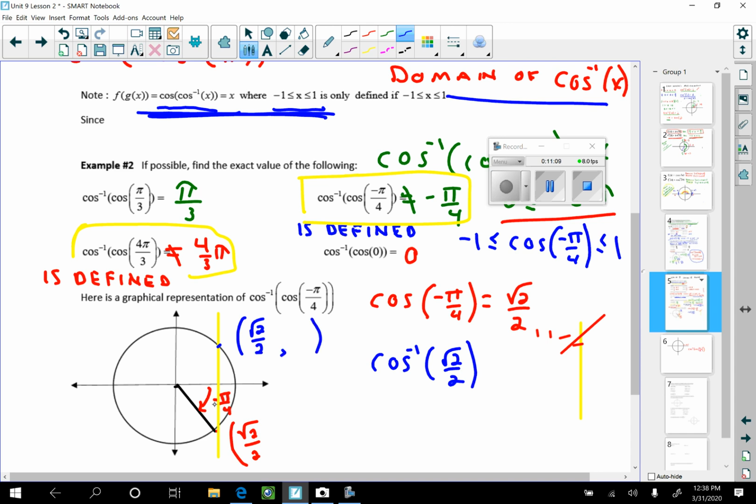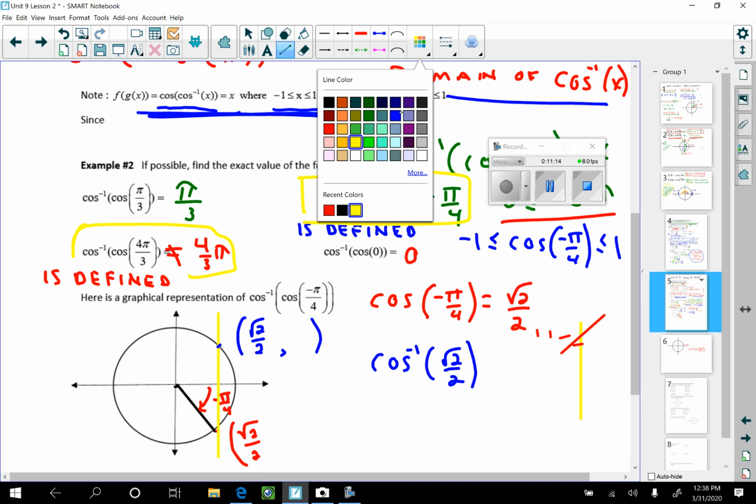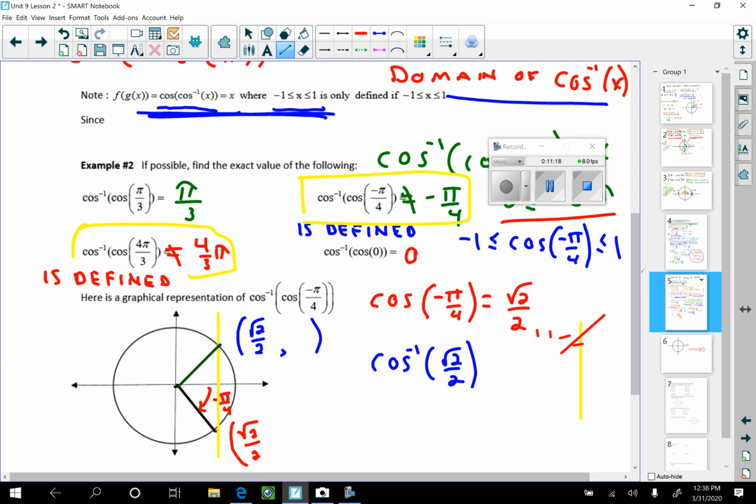And so what I need is the angle that maps to that. Let's do a funky green color angle. And what is the angle that maps to that? Well, that angle is pi over 4. So this guy right here is pi over 4, and we knew that from the last unit as well, Unit 9, Lesson 1. So this guy here doesn't equal negative pi over 4. This is equal to pi over 4.